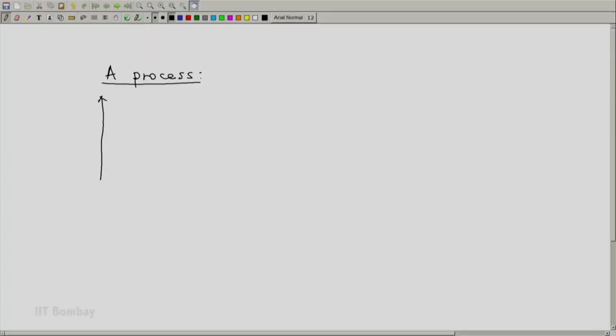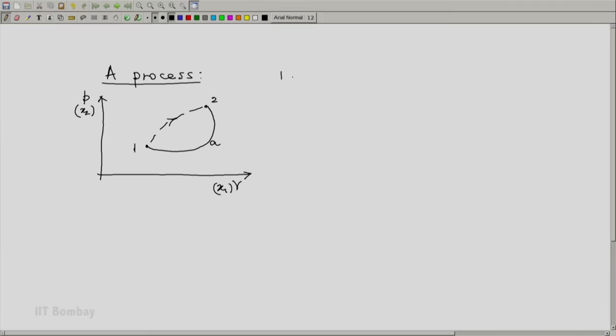Let me sketch the process as a general process between state 1 to state 2. Let me just sketch it as this process. So, when I say process 1, 2, this is the process that I am going to talk about. Now, let me complete and create a cycle by connecting 2 and 1 by a reversible process.